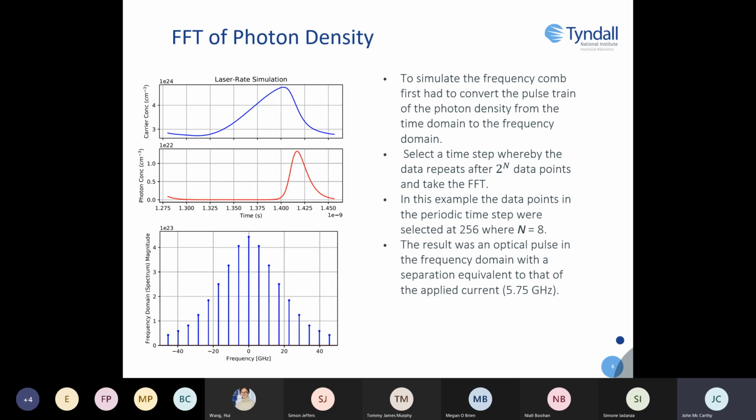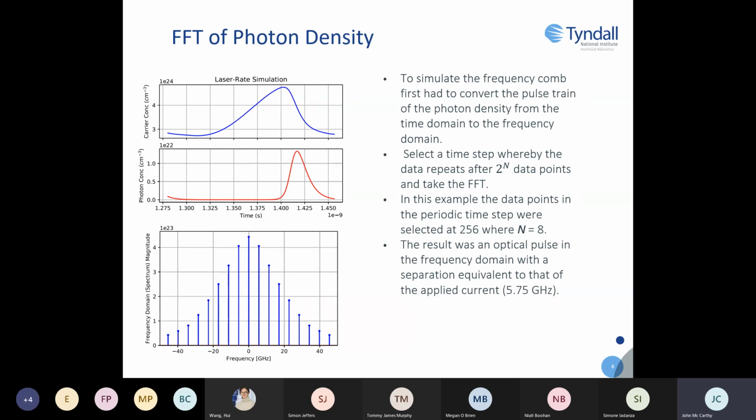So to simulate the comb, I start by changing the photon density from the time domain to the frequency domain by taking the fast Fourier transform. In order to do this, a time step had to be selected whereby the data would repeat after every 2 to the n data points. In the photon density pulse period you see to the left, there are 2 to the 8, or 256, data points. Taking the fast Fourier transform, what you get are these optical pulses in the frequency domain.